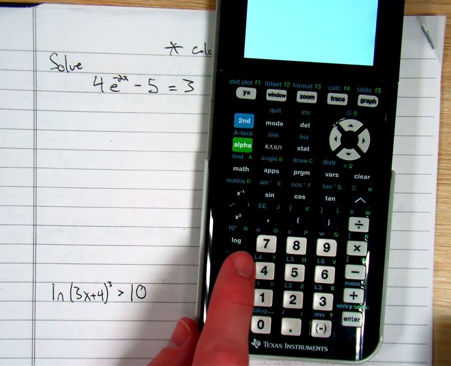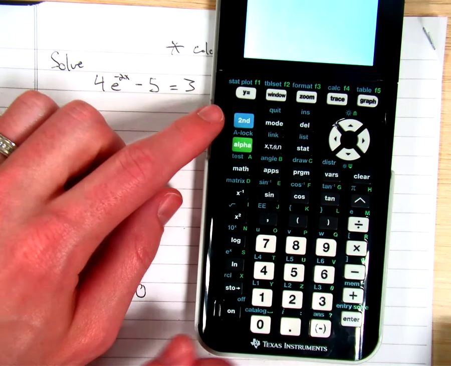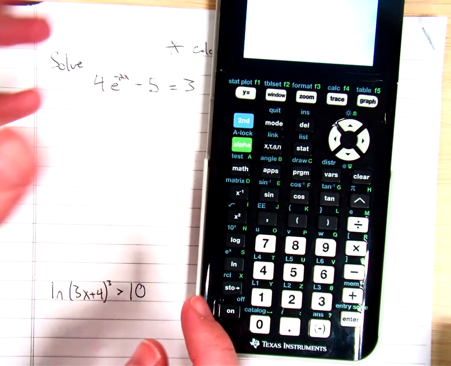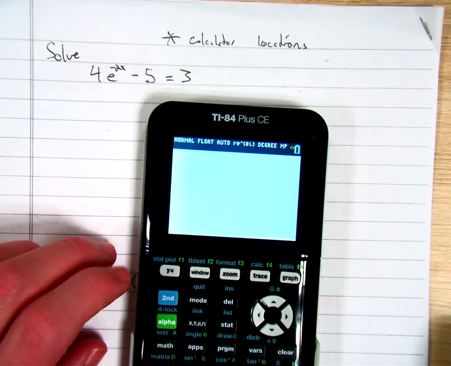ln is right here, and e is its opposite button here. So if I go second ln, that's how I get e, and then it bumps it up there as the exponent part. So that's where those buttons are. If I want to know what e to the fifth is, second e, then 5.